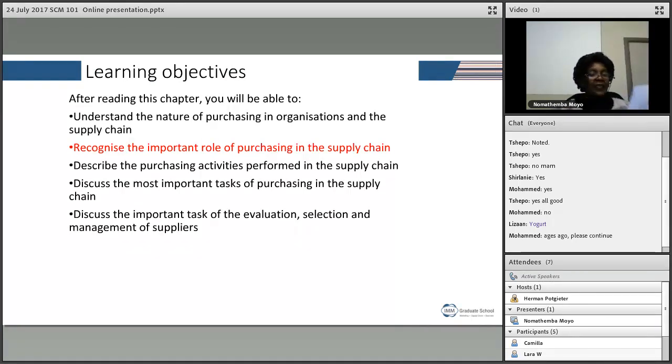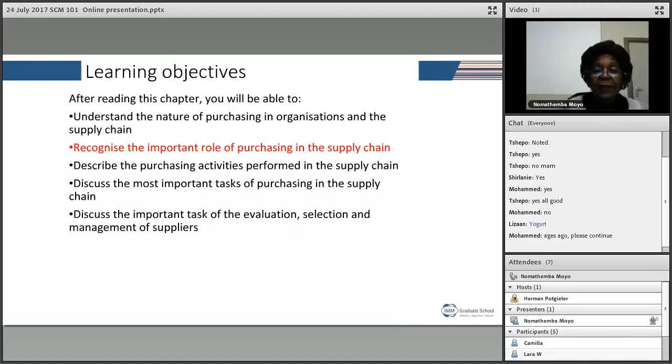Now we are looking at chapter 2, purchasing management. Again, there is a learning objective. I'm not going to go through all of them, but there is one that says, recognize the importance. After reading this chapter, you'll be able to, in your study guide and in your book, recognize the important role of purchasing in the supply chain. But the first one is understanding the nature of purchasing in organizations and the supply chain. You have a question on recognizing the important role of purchasing in the supply chain.